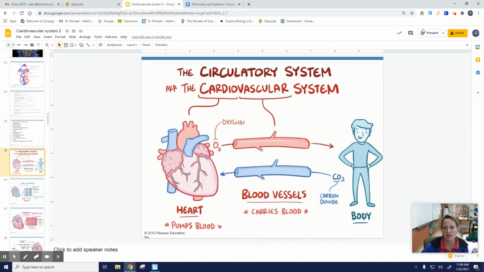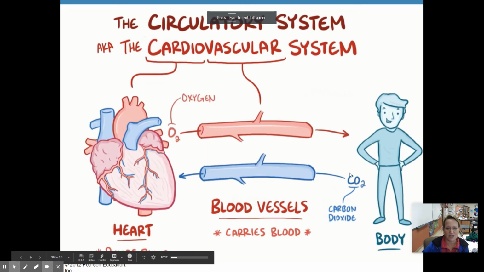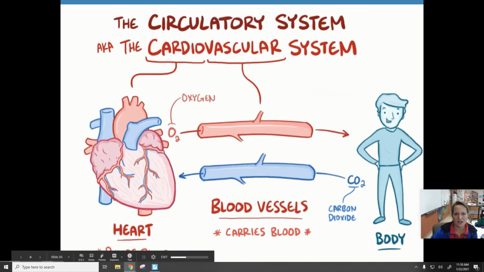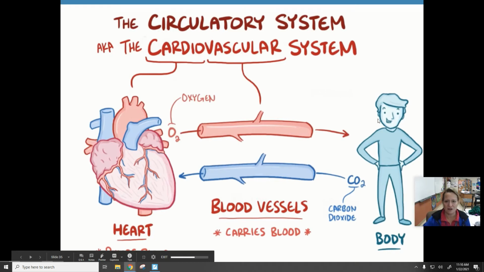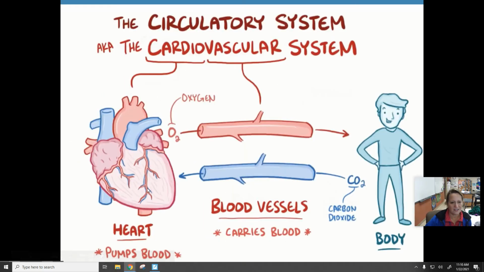And now I just want to review, kind of tie it all together in a picture format. So the circulatory system is also called the cardiovascular system, and it's comprised of the heart, which is the pumping of the blood, and the arteries that are going to deliver the blood to the body tissues, and then the veins, which are going to carry the blood back to the heart. So the role of the arteries is to deliver carbon dioxide to the body. The role of the veins are to return deoxygenated blood to the heart.